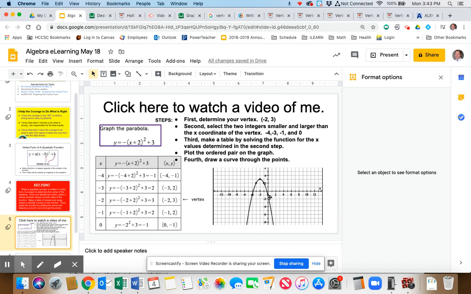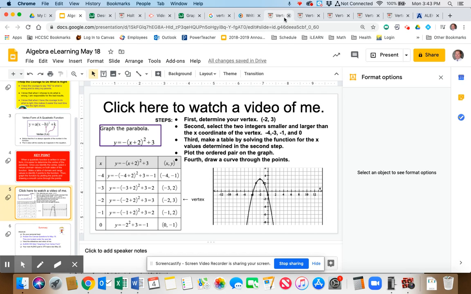Once you have the points plotted, you're able to draw a curve through these points. Now, this parabola opened downwards, and if you remember, we talked about this before. Because there was a negative in front of the parentheses, that's what caused the parabola to open downwards.